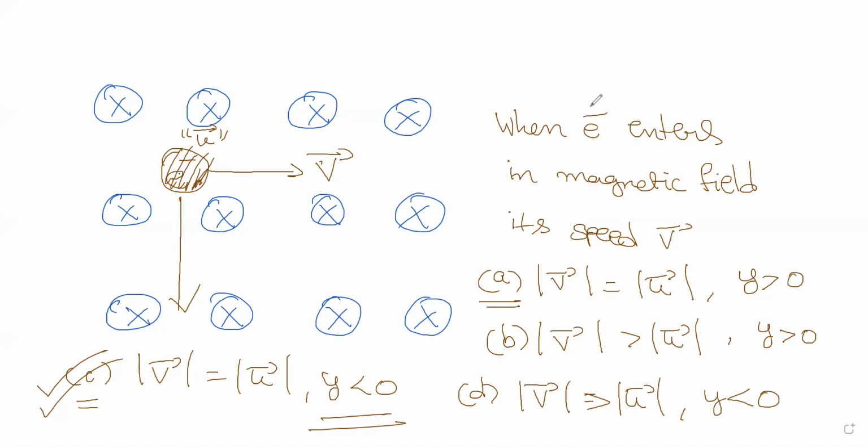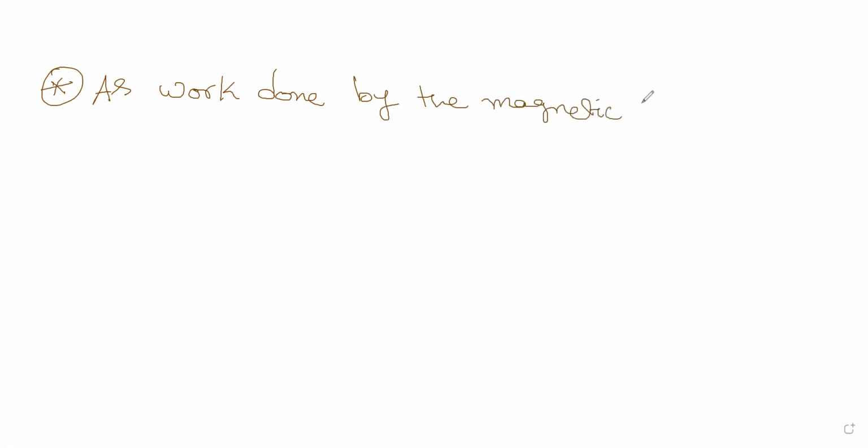Clear? I hope you noted. So there are two things. As work done by the magnetic field on the charged particle is zero.